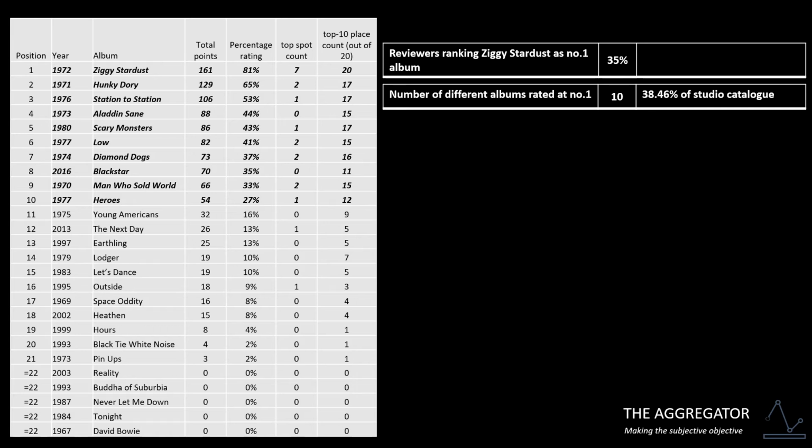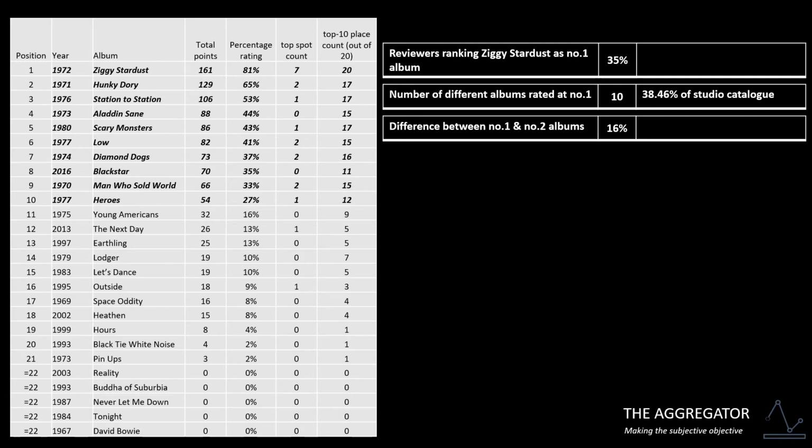So Bowie has 10 different albums rated as his #1 album across the reviewers, which is 38.46% of his studio catalogue. So this is likely to be a strong indicator of not just strength and depth, but also the variety across the catalogue. The higher number here, the better, although it's really the percentage value that provides the relative insight.